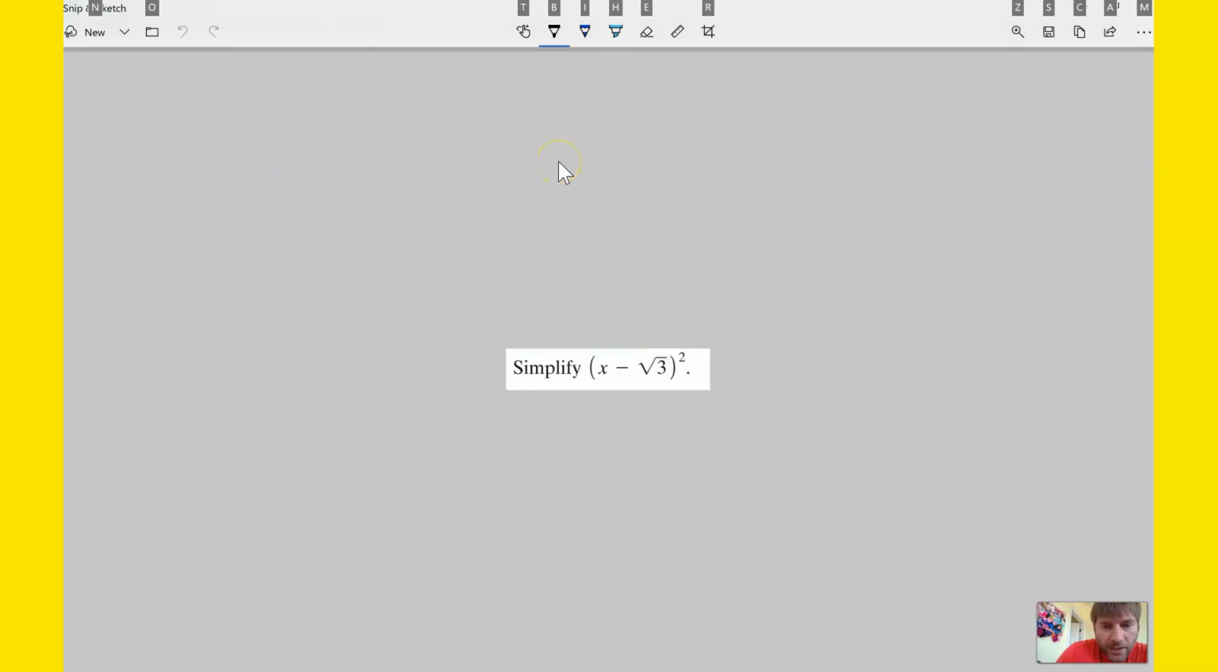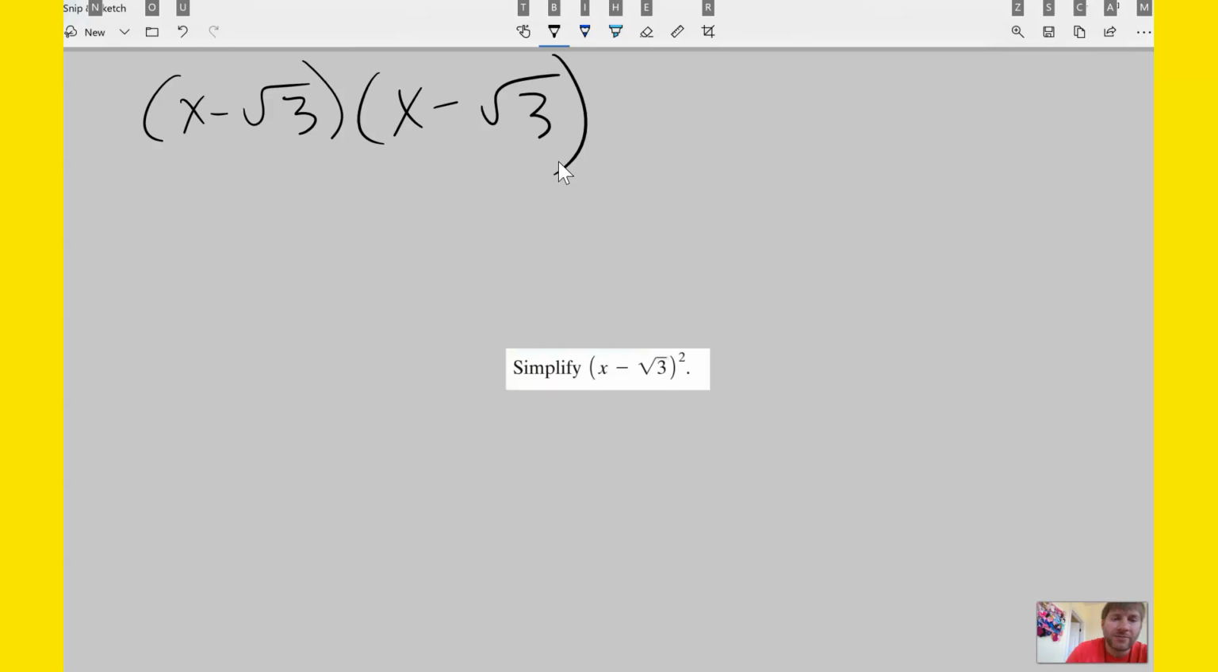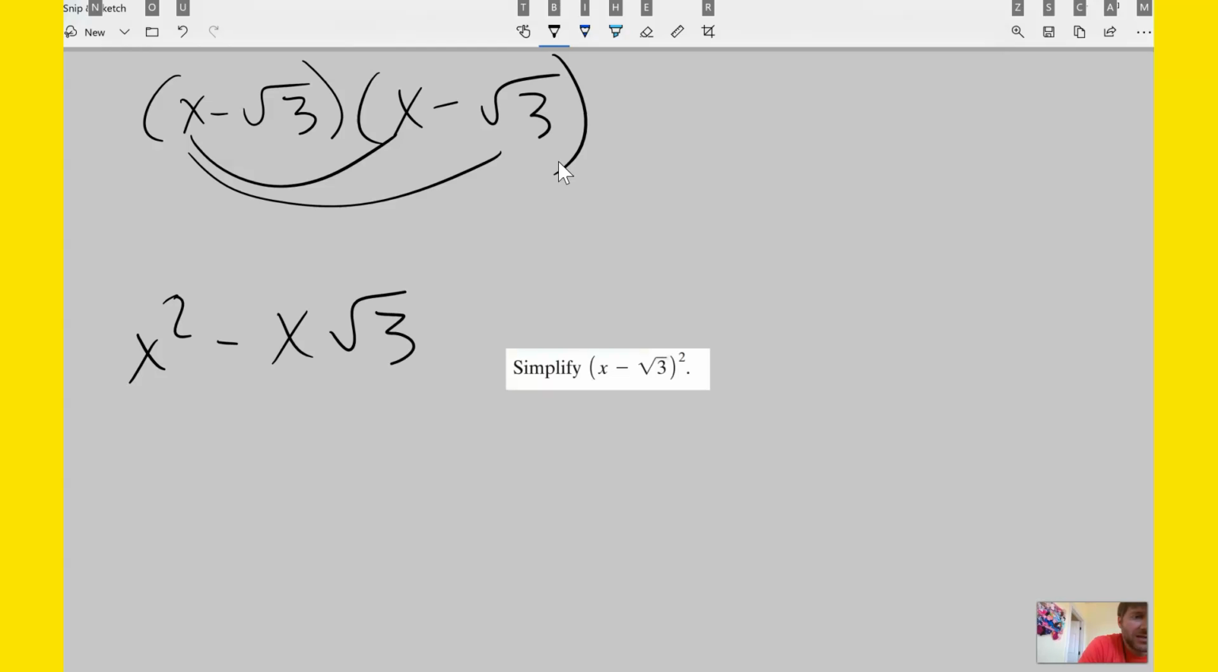All right, this time we're just multiplying a radical with itself. x minus root 3 squared. So that's going to be x minus root 3 times x minus root 3. So x minus root 3 times itself. And we have to distribute. x times x is x squared. x times negative root 3 is negative x root 3. Then negative root 3 times x is again negative x root 3. And negative root 3 times negative root 3 is positive root 9.